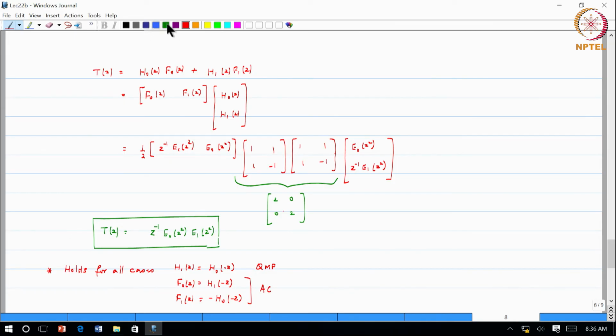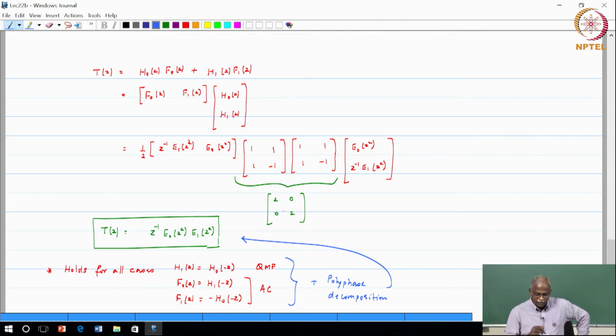Now, if I satisfy these two and then combine it with polyphase decomposition, then aliasing is cancelled and I get my transfer function T of z given by this expression. Okay. T of z is half h naught.